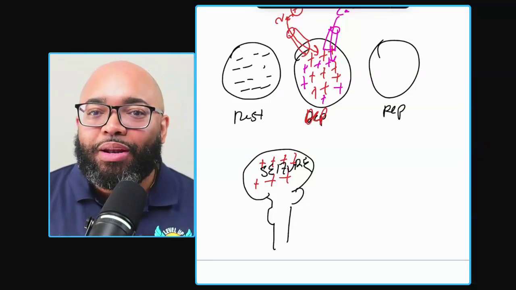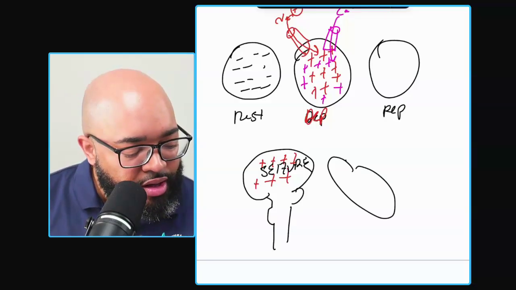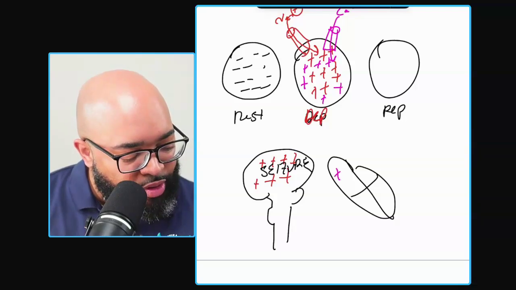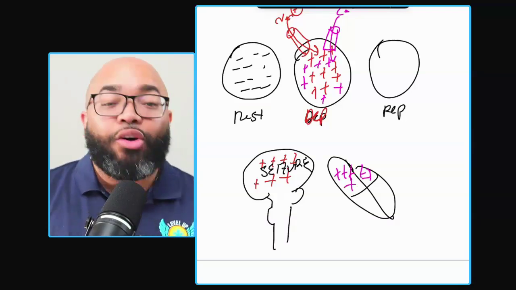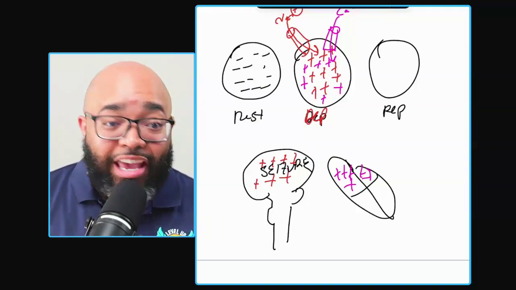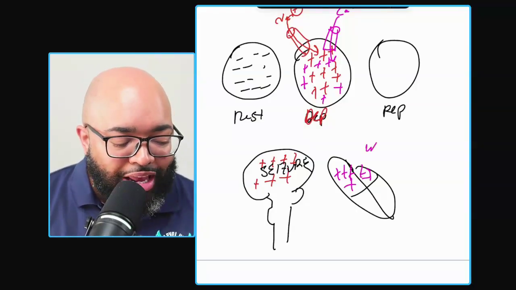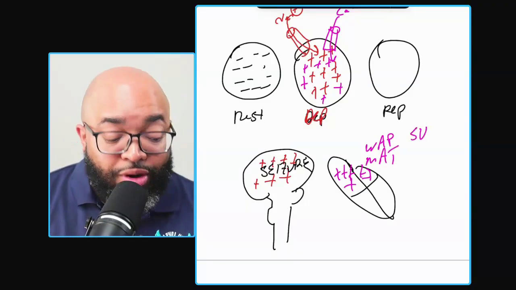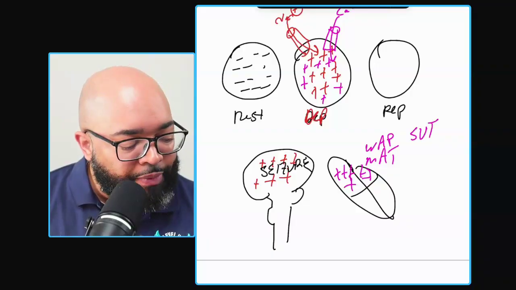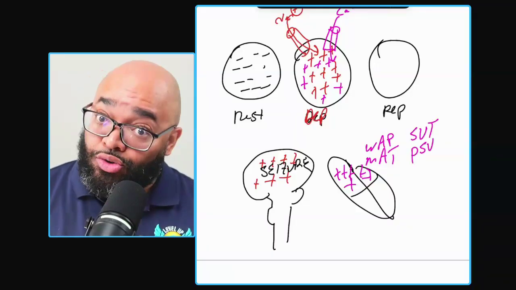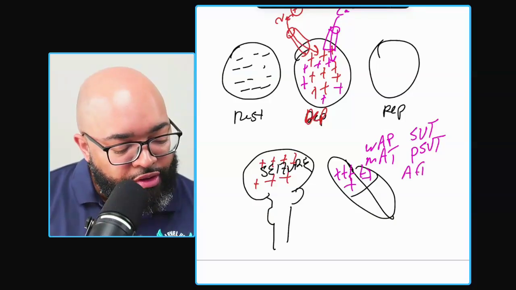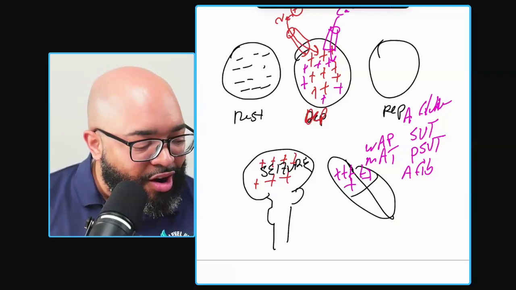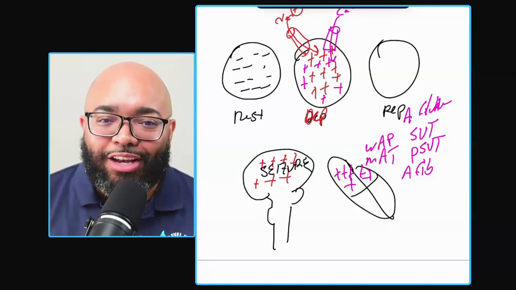Let's take that same concept and apply it somewhere else. Let's say I'm in the heart. What if I have too much positive stuff going on? What if I have a whole bunch of calcium going on in the atria of the heart? That's going to cause all kinds of atrial tachyarrhythmias. That could be wandering atrial pacemaker, multifocal atrial tachycardia, supraventricular tachycardia, paroxysmal supraventricular tachycardia, atrial fib, atrial flutter. All of those tachyarrhythmias are just too much depolarization in the atria.